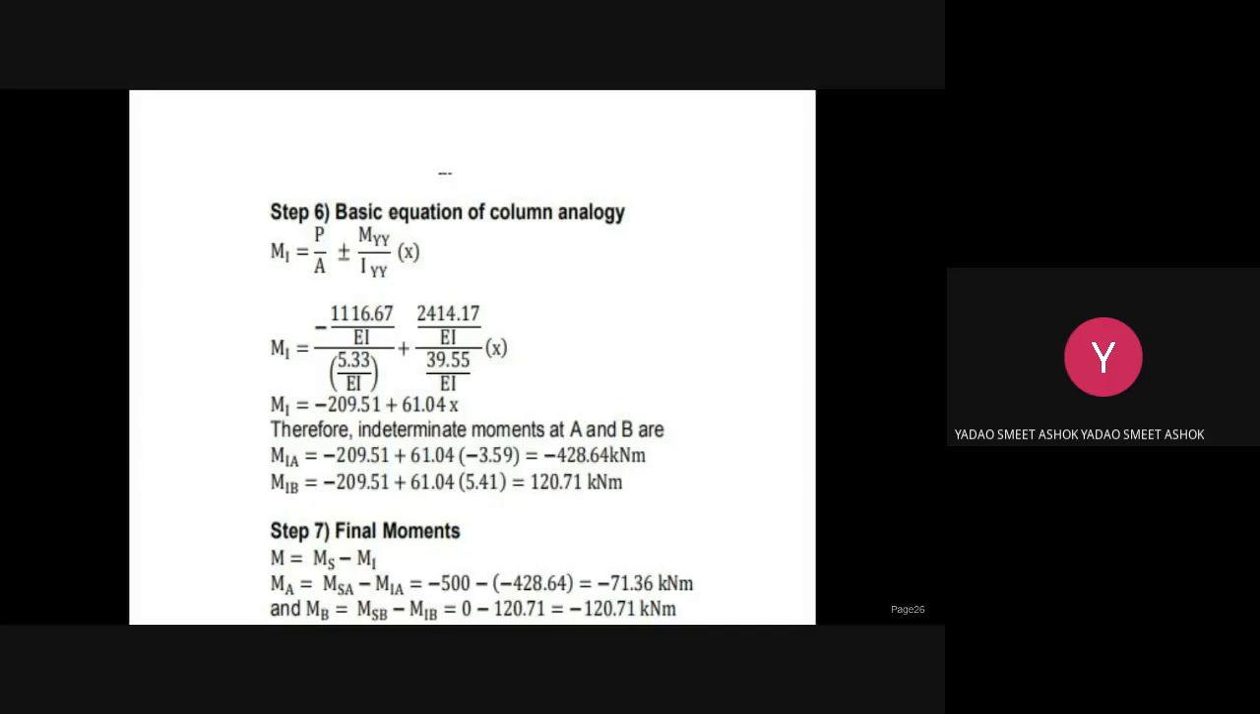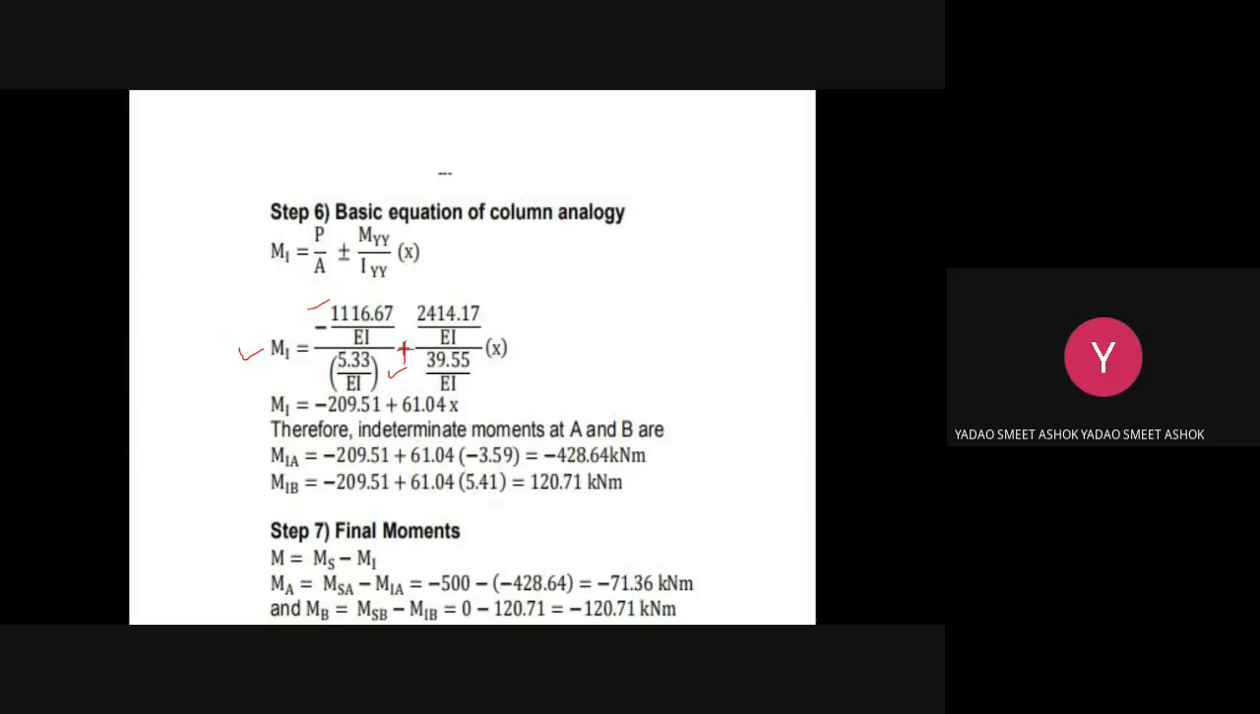Use the basic equation of the column analogy method and put in the values of force and area, all the values, in that equation. You will get the indeterminate moment, that is Mi. So the value of load is minus 1116.67 divided by the total area. This is the area of the analogous column section, and this is the total load we just calculated.